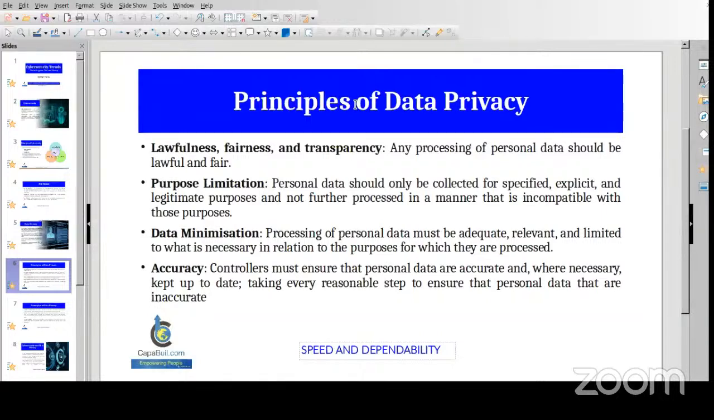And again, accuracy. Controllers must ensure that personal data are accurate and, where necessary, kept up to date, taking every action to ensure that personal data is not inaccurate. So with accuracy, we are looking at, for example, government agencies like Huduma Center, who normally process your ID and other personal information. When we get to the digital age where we are using one unified card, I think they were looking to launch the Maisha card. One key area they need to look at in terms of data privacy is accuracy. Don't take my name and store and record my location with that of another individual, so that it's easier for them to track and trace should anything happen to me.